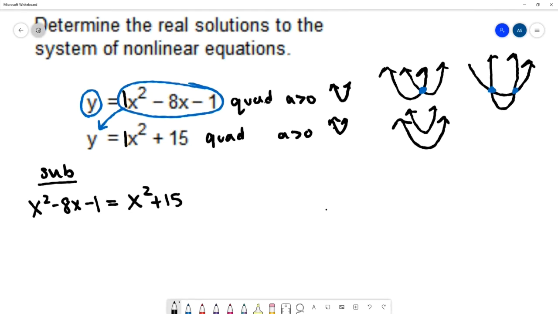Now I'll try to collect the x squareds, but you can see when I subtract x squared, it's going to cancel out on both sides. So that's going to leave me with negative 8x plus 1 equals 15. So the x squareds canceled out, and now I have a linear equation, and I'm going to isolate the x.